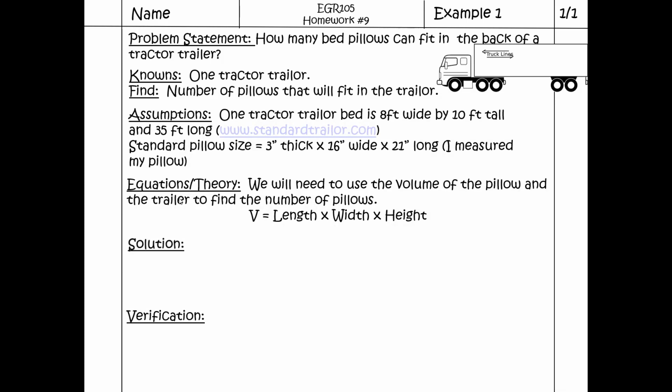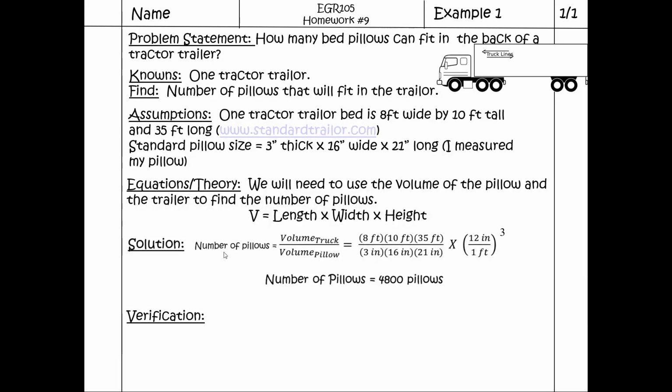So I'm going to write out my equations. My number of pillows is going to equal the volume of the truck divided by the volume of the pillows. Here's my truck volume. Here are my pillows. I'm going to convert my cubic inches into cubic feet. And if I do this, I will get my number of pillows to be 4,800 pillows. Always clearly show your result by boxing it in.